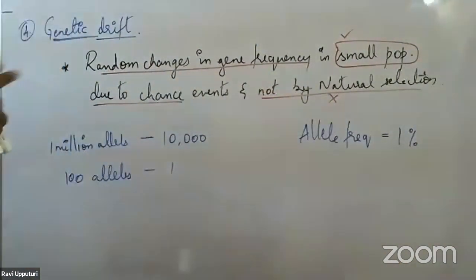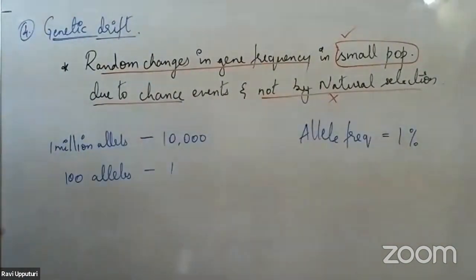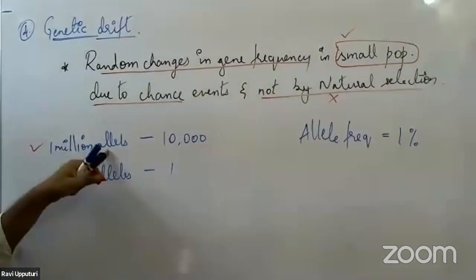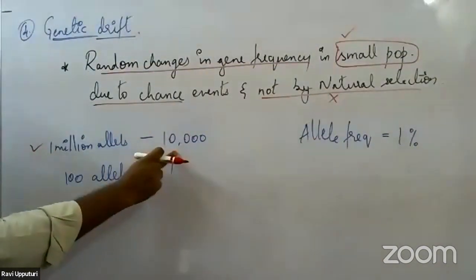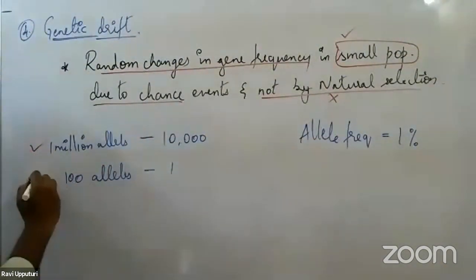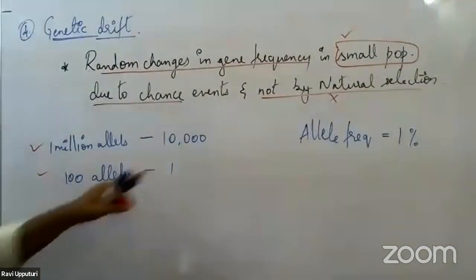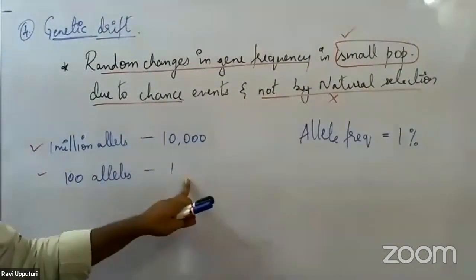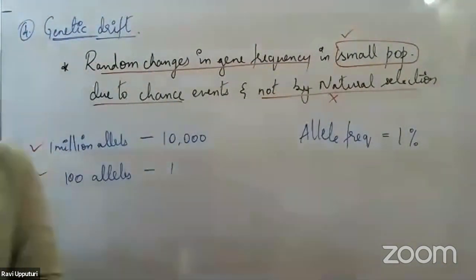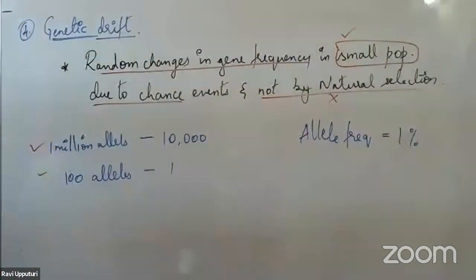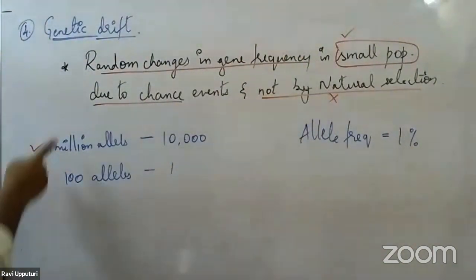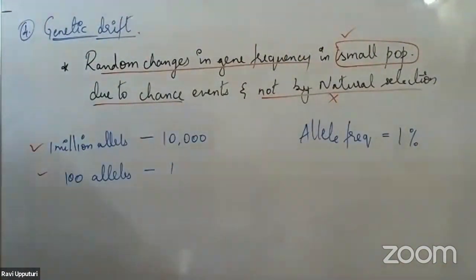So we are comparing two different populations now. One is a large population having 1 million alleles, so 1% of 1 million would be 10,000 alleles. Next, a small population having only 100 alleles. 1% of 100 alleles would be only 1. Now, the probability, try to understand this now. The probability of losing the allele will be more in which of the two populations? Getting it? Right?